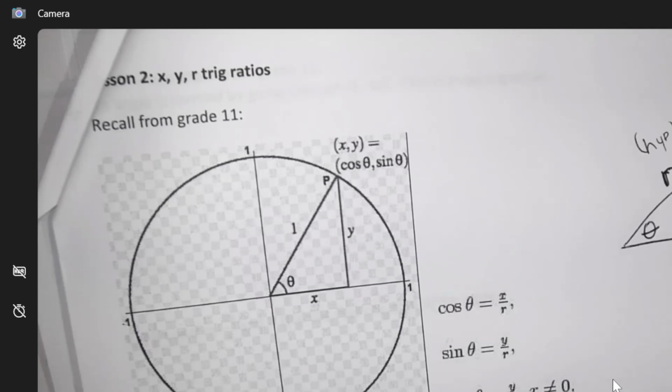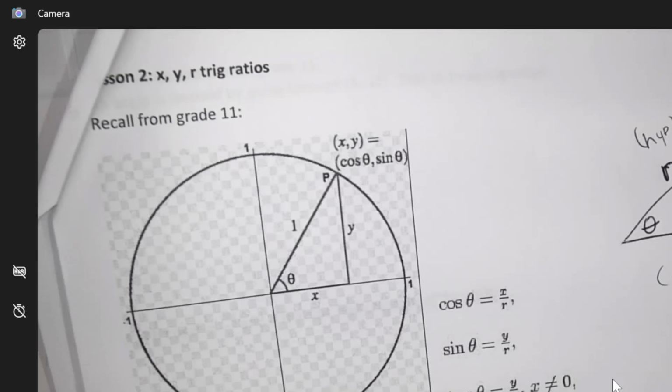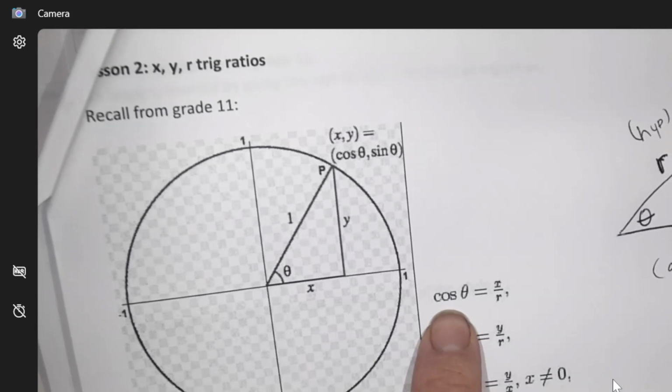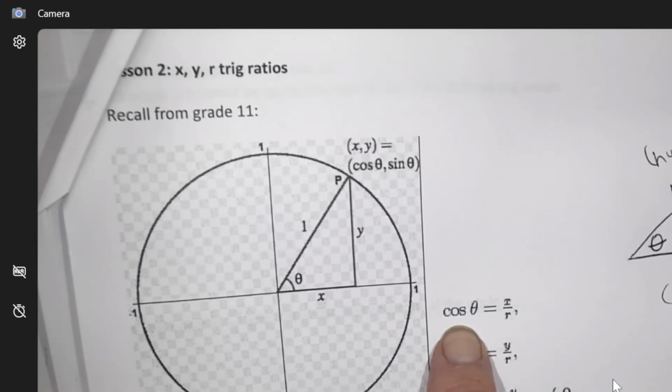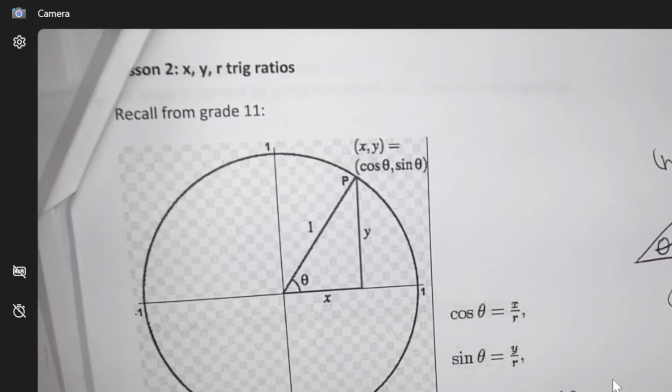Okay, and then if this is the angle that I'm talking about, then this is the adjacent, and this is opposite. Okay, so there's kind of two ways to think about it. X horizontal, y vertical, and a radius of a circle. Or the other way is to think about it adjacent, opposite, and hypotenuse. So the cosine of an angle is the adjacent over the hypotenuse. So in this language, x over r. Okay, do you remember that?